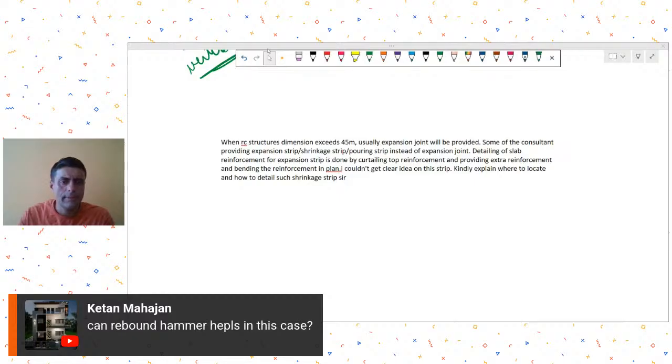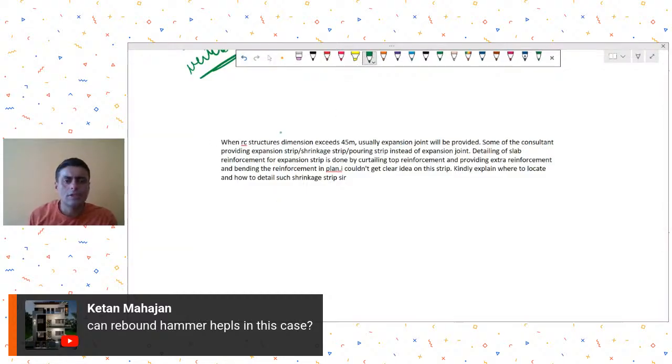Right. Next question is from Engineer Dinesh. He's a working professional, and what he is asking is, when RC structure dimension exceeds 45 meters, usually an expansion joint will be provided. Some of the consultants provide an expansion strip or shrinkage strip or pour strip instead of an expansion joint. Detailing of slab reinforcement for the expansion strip is done by curtailing the top reinforcement and providing extra reinforcement and bending the reinforcement in plan. I couldn't get a clear idea on this strip. Kindly explain where to locate and how to detail such a shrinkage strip.